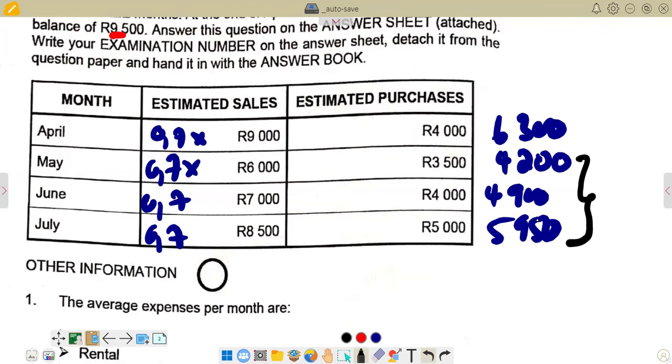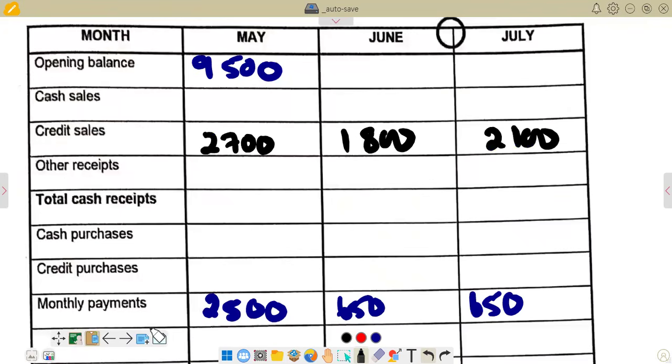Since we are dealing with cash sales, but if there are credit sales, they were explained as being paid or received after a month. So this is what we have. We go there and just pick these figures as they are in the answer section for cash sales. If we come here, cash sales, for May we are picking up 4,200.